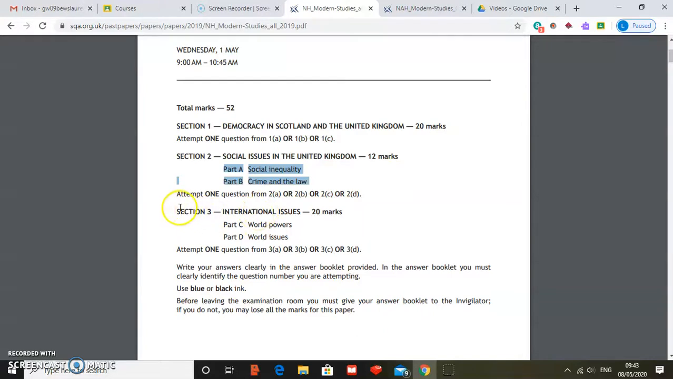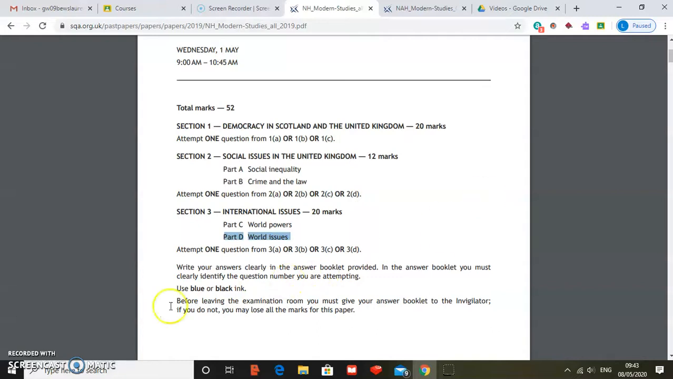And then in section 3, you can see it's international issues, world powers, and world issues. Now, we actually do a world issue, not a world power like we do at National 5, but we'll come into that as we go through the content. You'll find actually doing the issues is much easier than doing the world power.